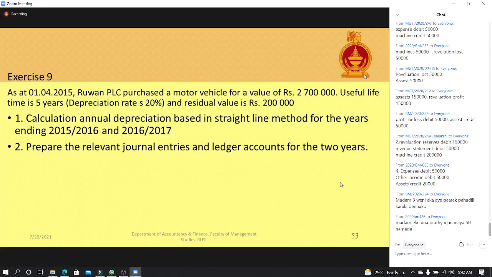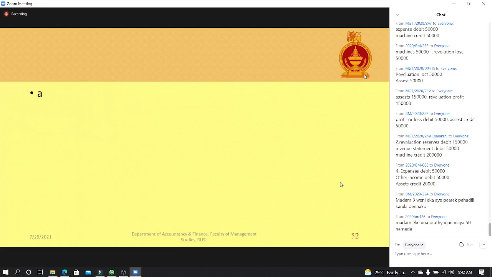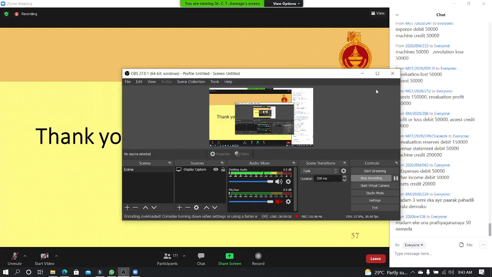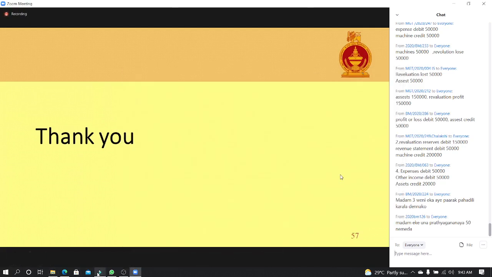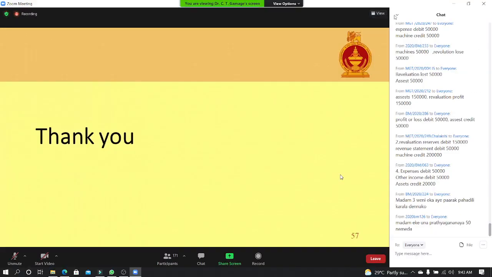So we did this one. I think all about these things regarding the PPE in LKAS 16 we have done. So I also uploaded this handout in your LMS. You can see it. Now you know the answers you have discussed with me. So very leisurely do the calculations, then you can realize what the correct answers are.